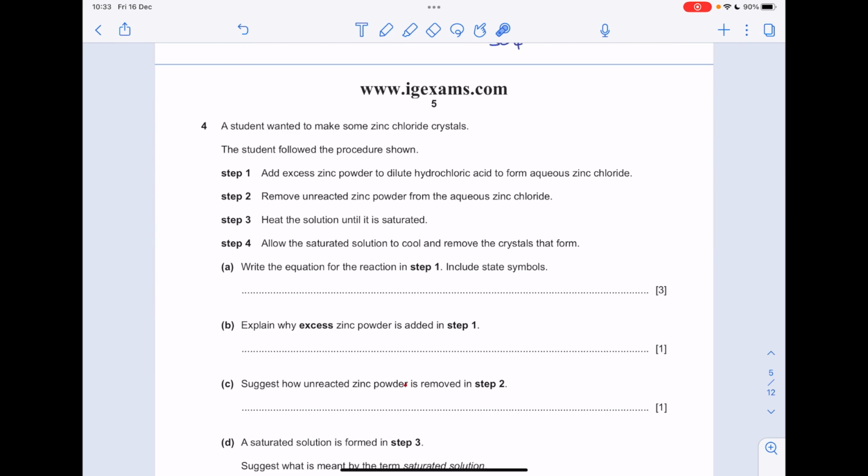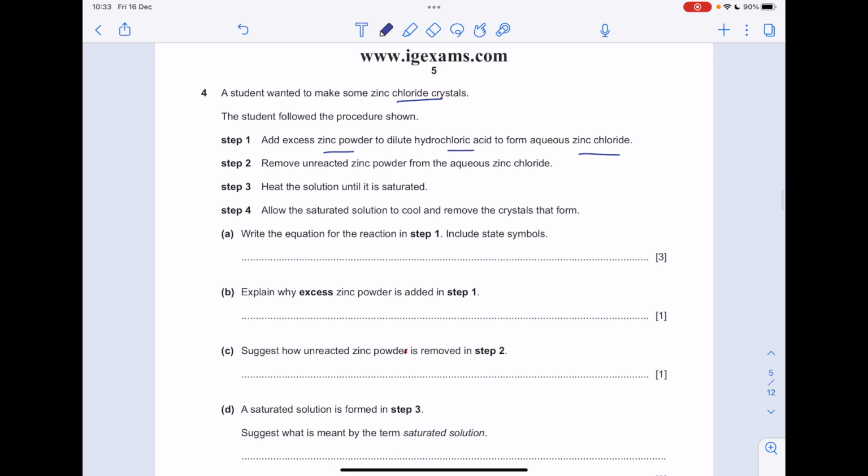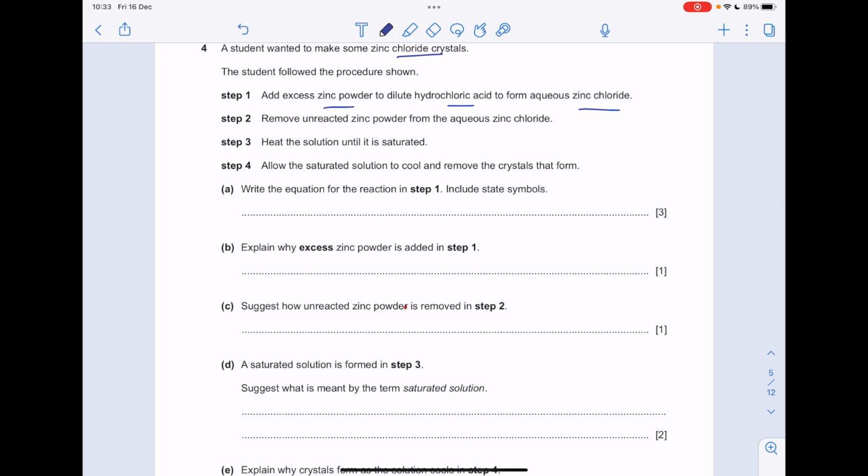A student wanted to make some zinc chloride crystals. The student followed the procedure shown. Add excess zinc powder to dilute hydrochloric acid to form aqueous zinc chloride. Remove unreacted zinc powder from the aqueous zinc chloride. Heat the solution until it is saturated. Allow the saturated solution to cool and remove the crystals that form. Write the equation for the reaction. Step 1 includes state symbols.